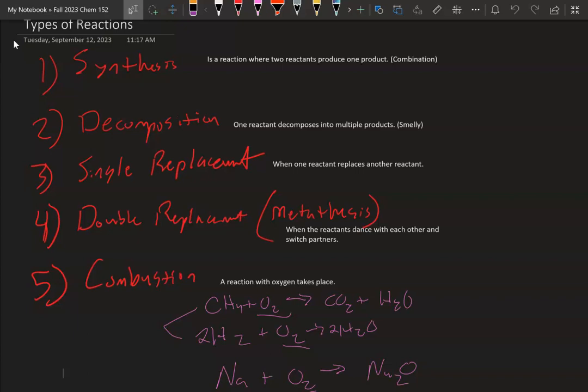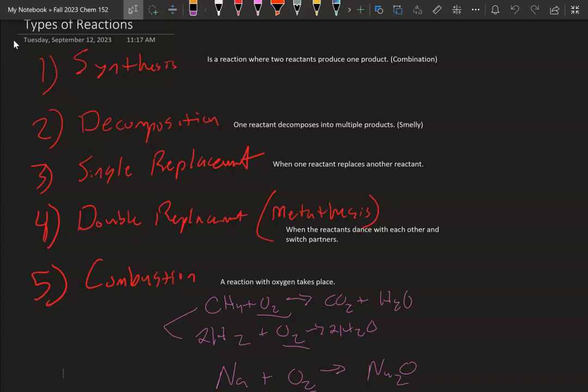Now, as we go into single replacement reactions, that reaction is going to be a little more involved, looking at what it is and how it's applied to reduction and oxidation. So all right, let's get started here.